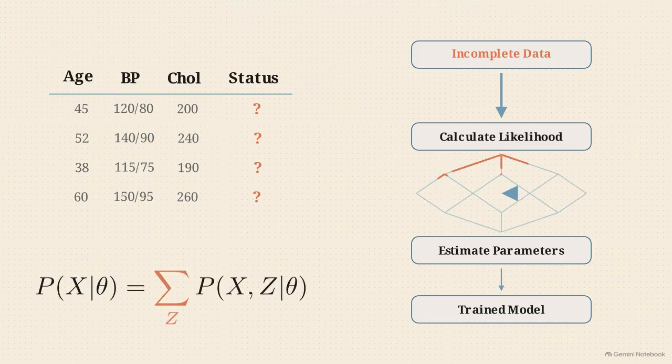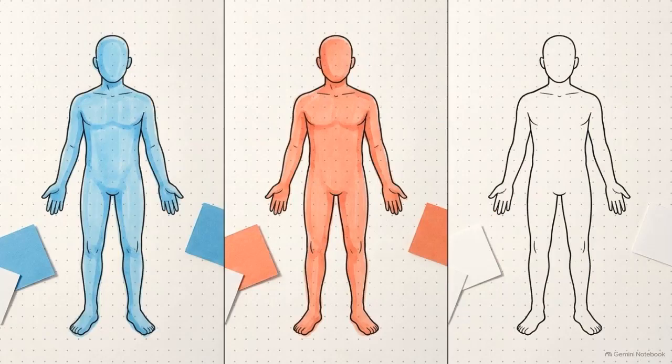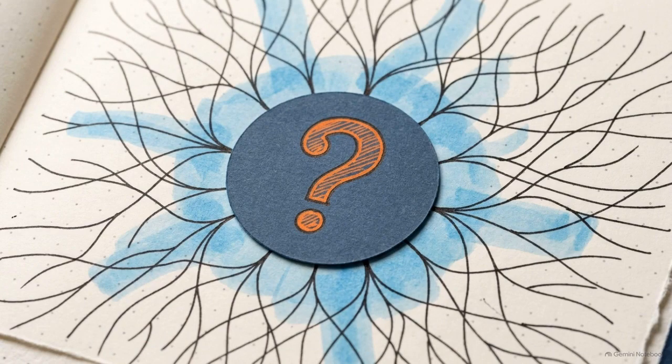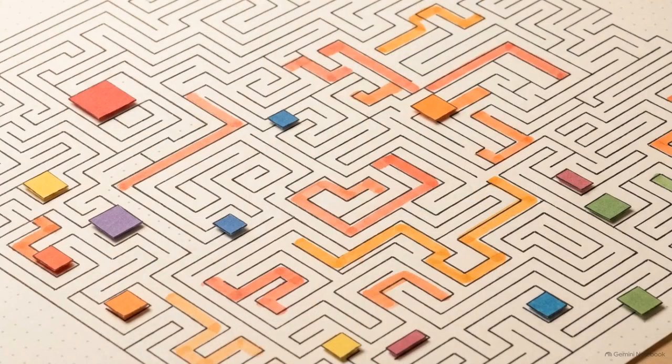To calculate probabilities now, the algorithm must account for all possible values of that missing status. This forces the model to evaluate multiple alternate versions of reality, guessing the hidden states, rather than relying on a single observed fact. This is why a single hidden variable complicates the learning process. The model must navigate a sprawling web of possibilities instead of following the straight line of maximum likelihood.